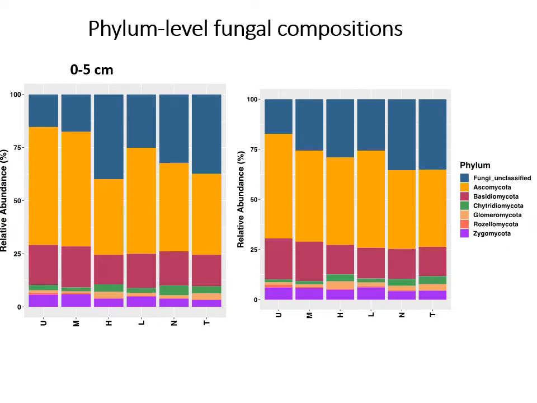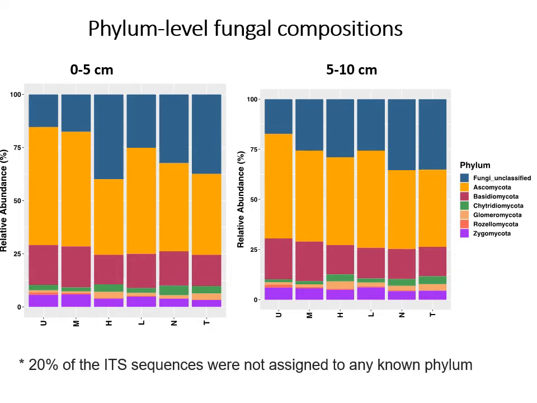Similarly, we saw broad phylum level similarity of the fungal ITS sequence across different habitats. And one thing is that there's a lot more unknown in the ITS sequence compared to the bacterial 16S sequence, and we have about 20% of the sequence that were not assigned to any known phylum.